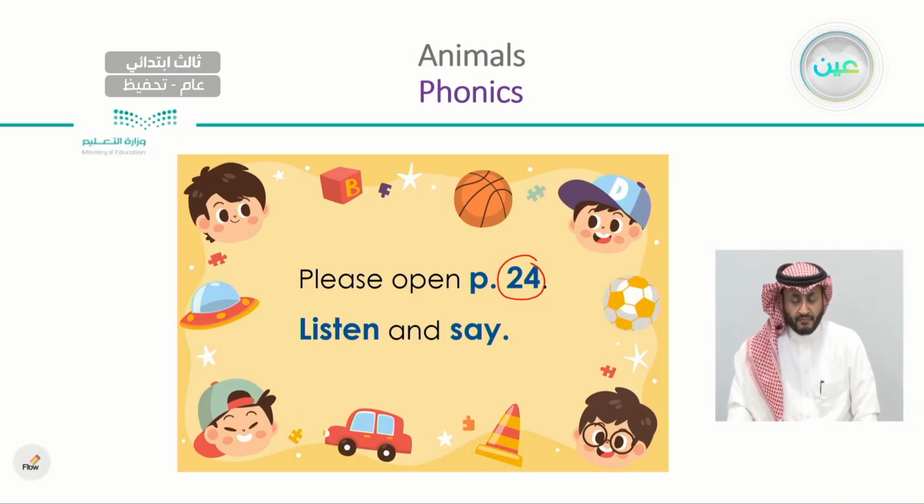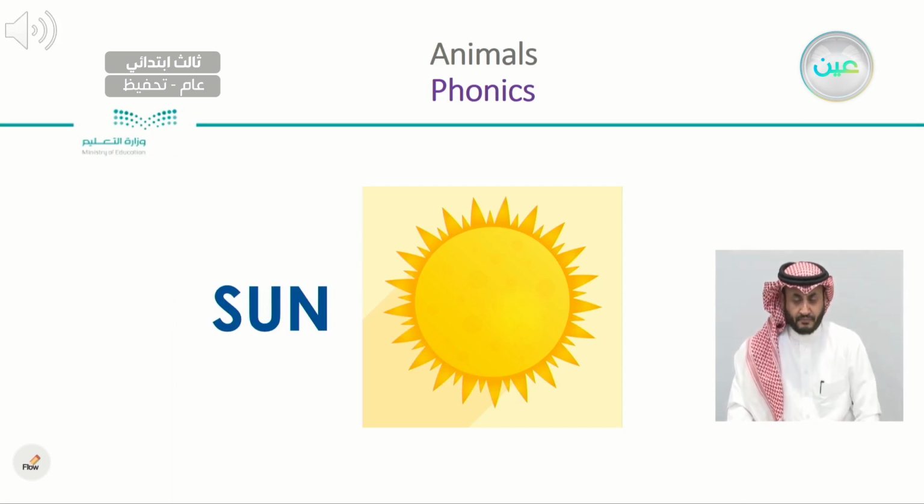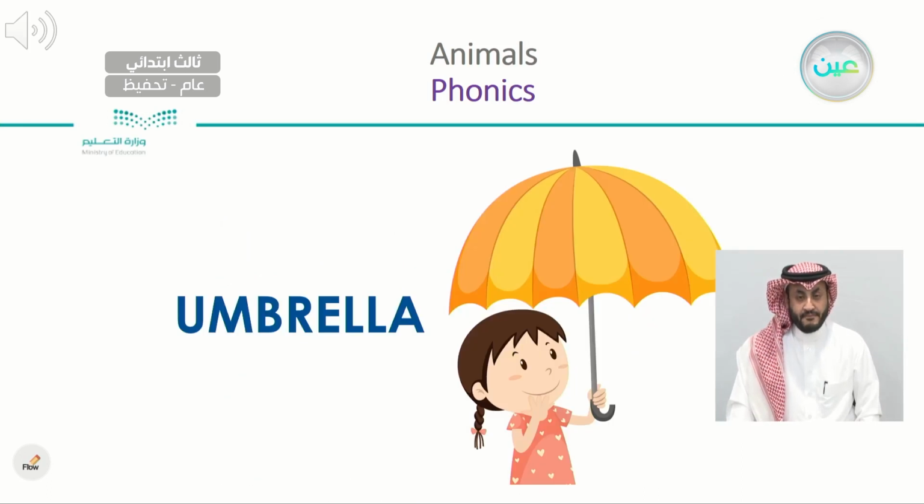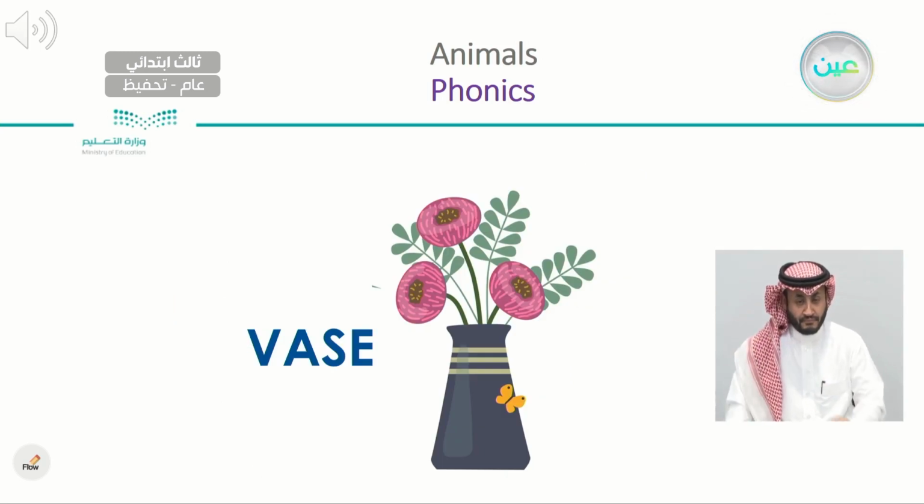You're going to listen and say with me. Are you ready? S says S. Sun. T says T. Tiger. U says umbrella. V says vase.